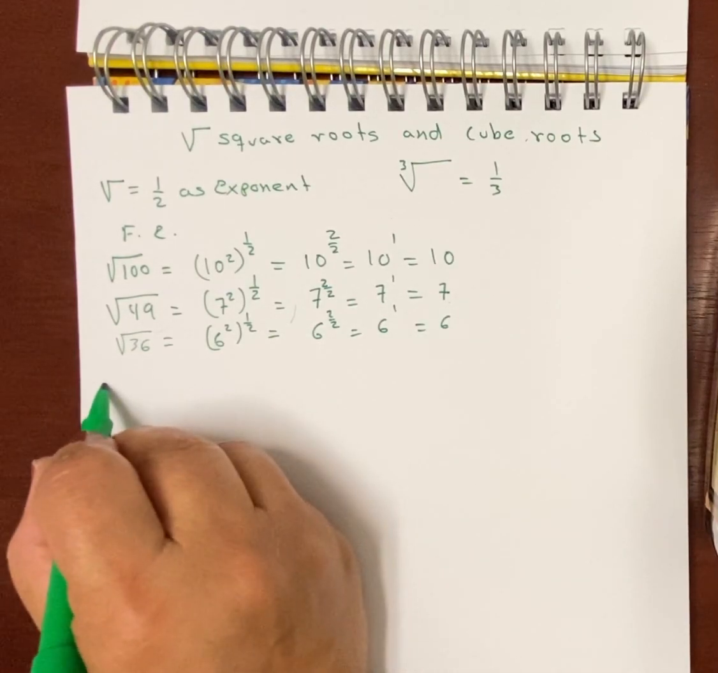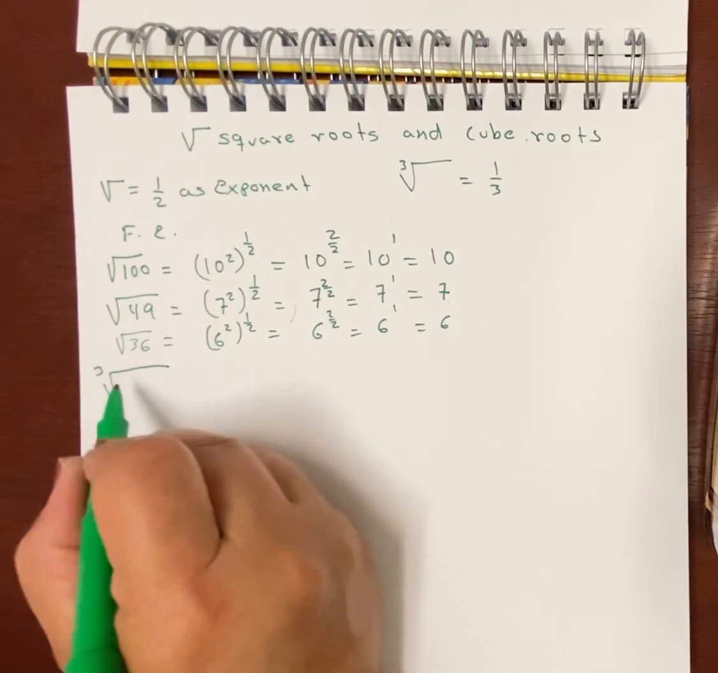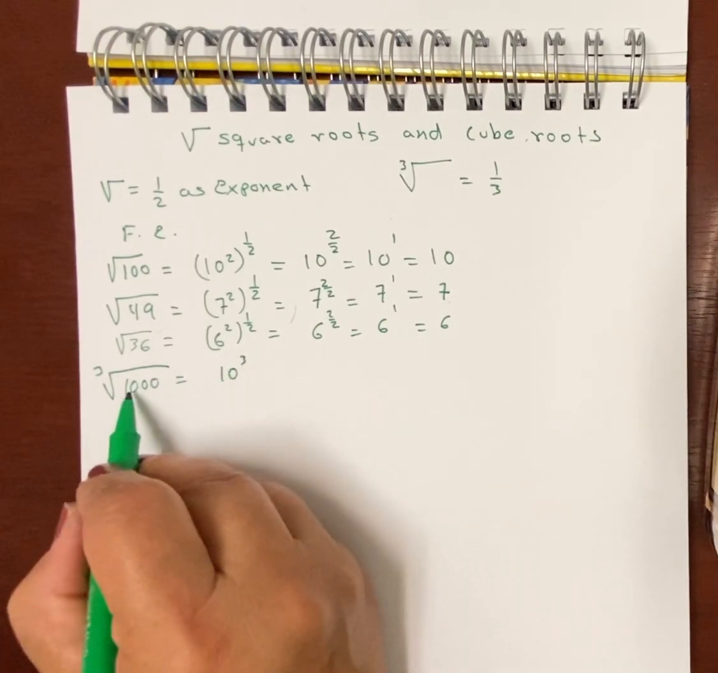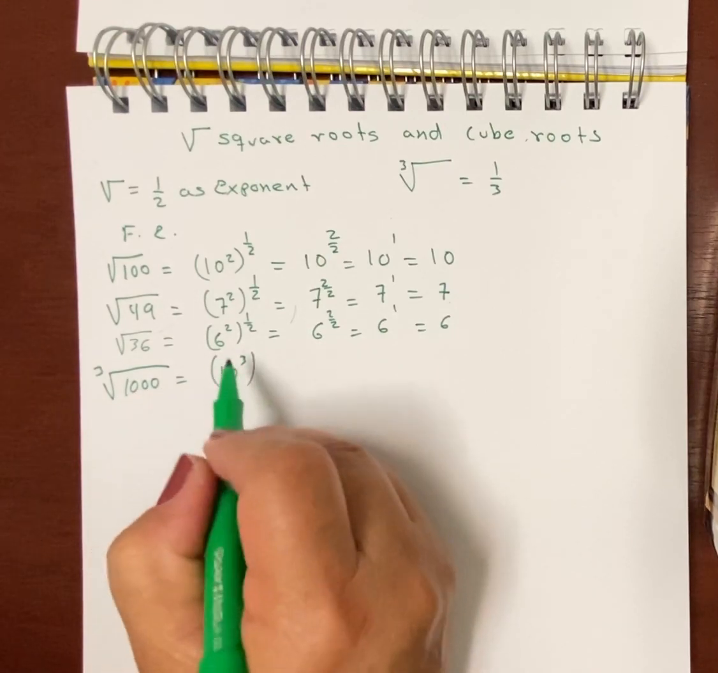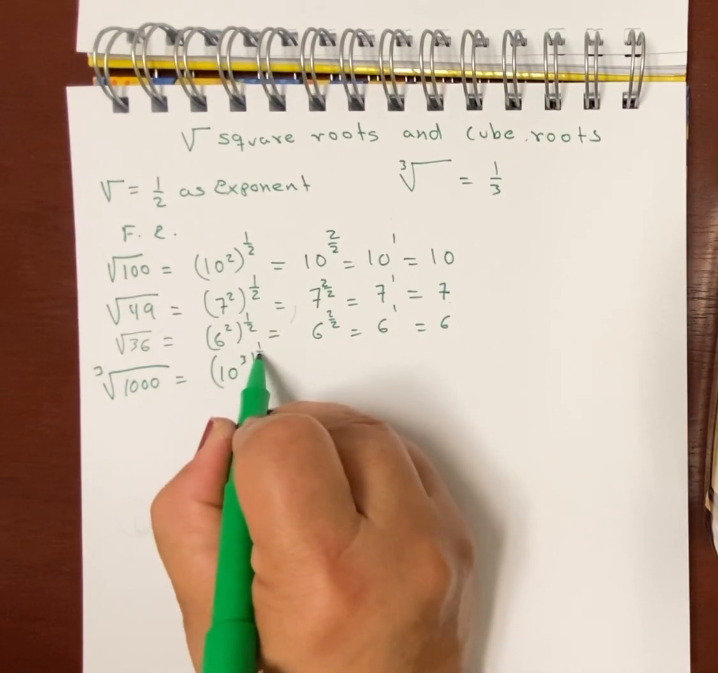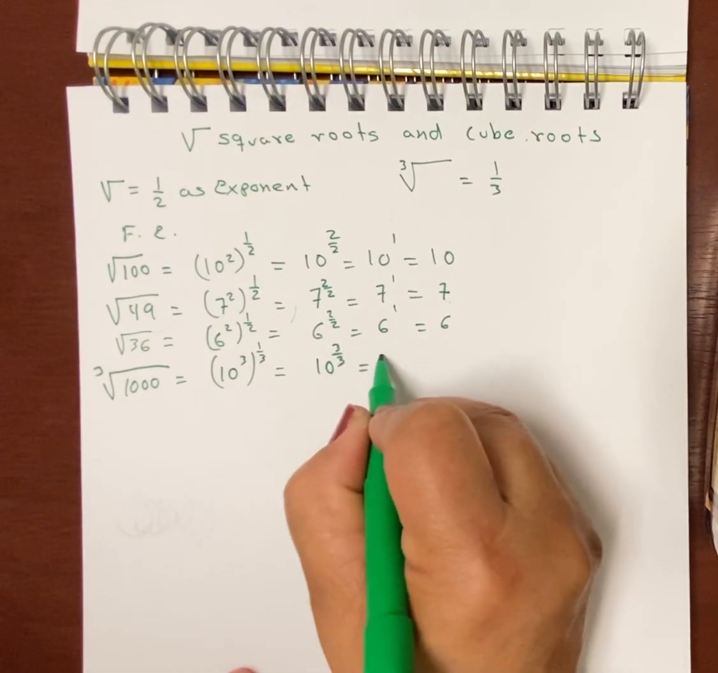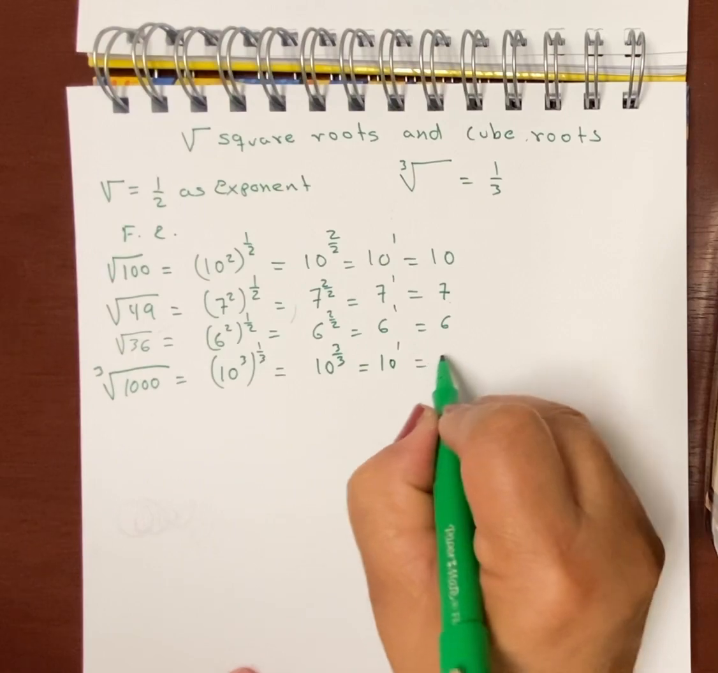Now, if I were to have the third root of 1000, this is 10 to the third power, 1, 2, 3, 10 to the third power, and then to the 1/3. This is the same thing as having 10 to the 3/3, and 10 to the 1, and it will be just 10.